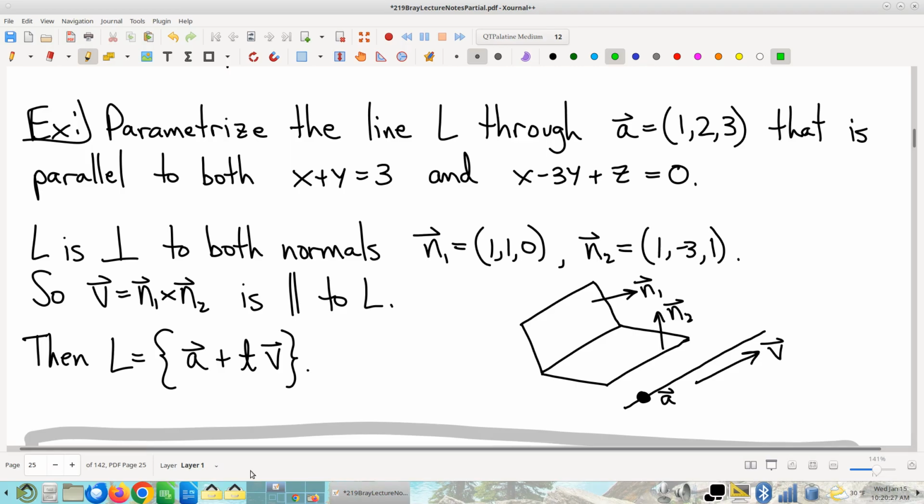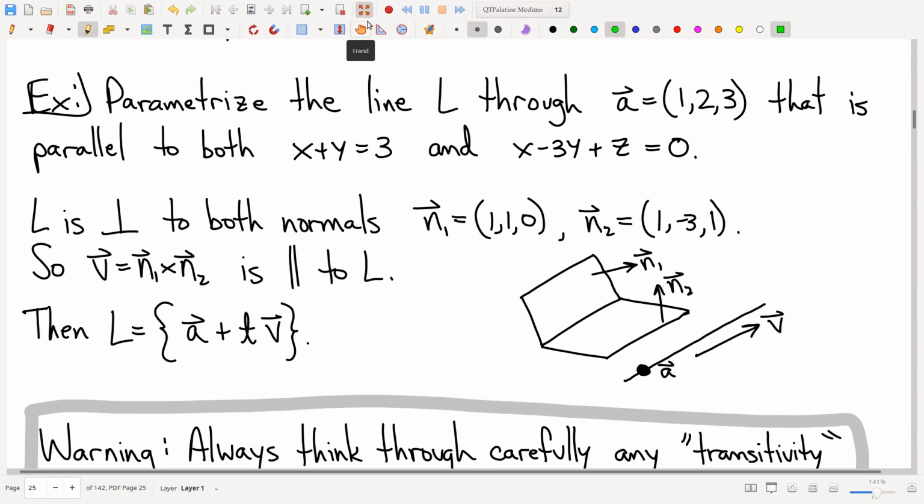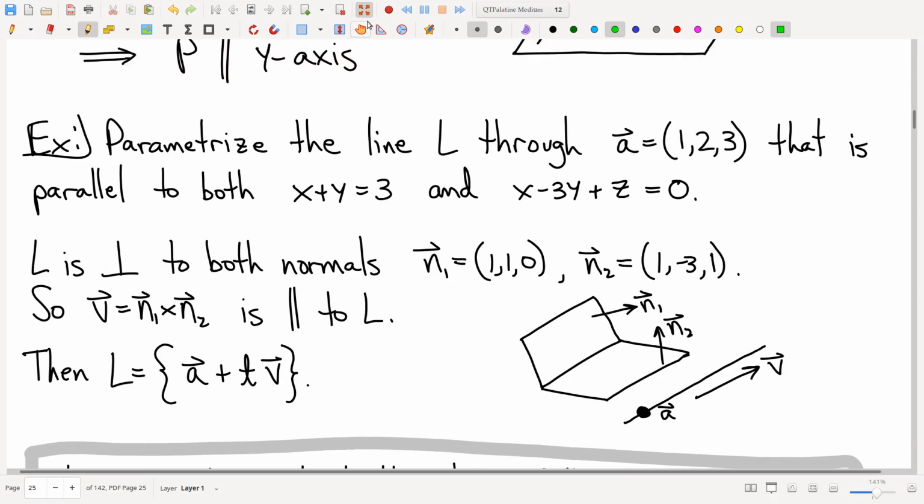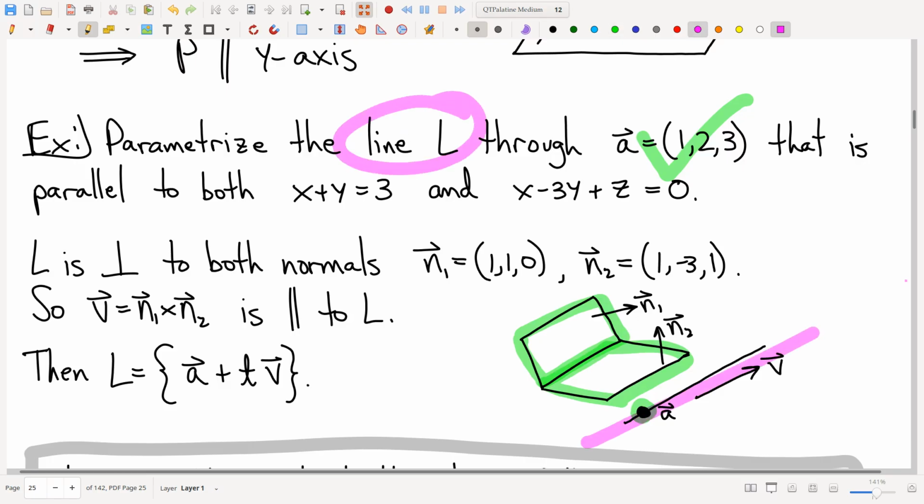So here's another example. Let me go in full screen mode. There we go. So another example. We've got a line here, and what we know about the line is we know it goes through a certain point. And then we also, okay, well, I'll go ahead and circle. So we know that it goes through that point, and we know that it is parallel to these planes of which we're given equations, right? So we want to find the equation of the line that fits this description.